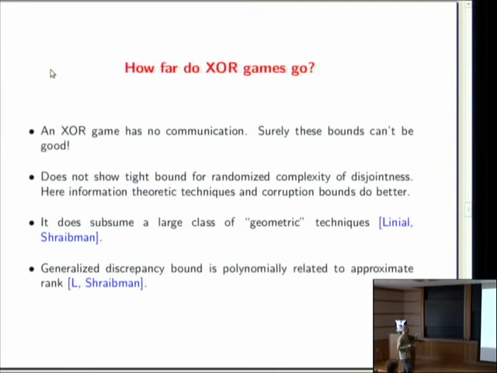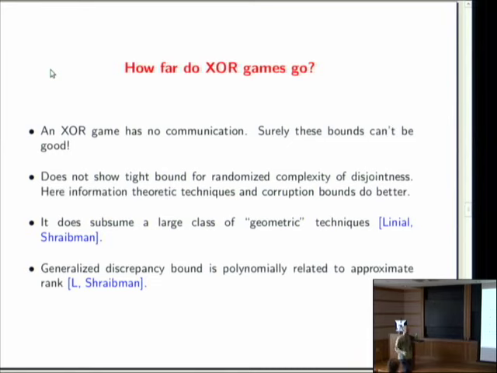So approximate rank is: you have your game matrix given by F, and you look for the smallest rank of a matrix which is entry-wise close to that matrix. Okay, so it just differs by epsilon at most in every entry. And you can show that the log of this approximate rank is a lower bound on randomized and quantum communication complexity.